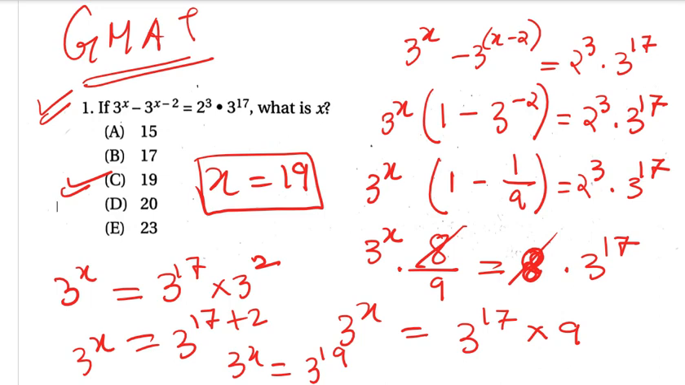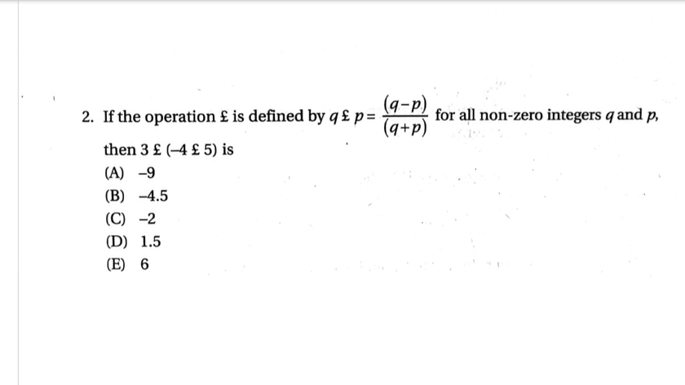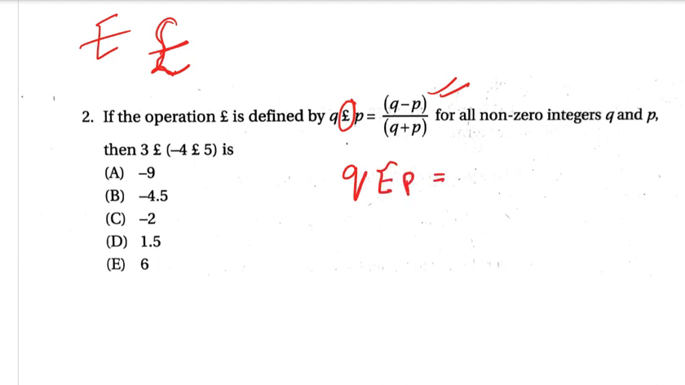So we are going to go on to the next question. So the next question is this. Look at the question. It says if the operation is defined as a pound sign, something like this, some type of an operation. We don't know what this operation is, but it is given over here. It's supposed to be q minus p. So if you have q pound p, then you are supposed to have q minus p divided by q plus p, right?